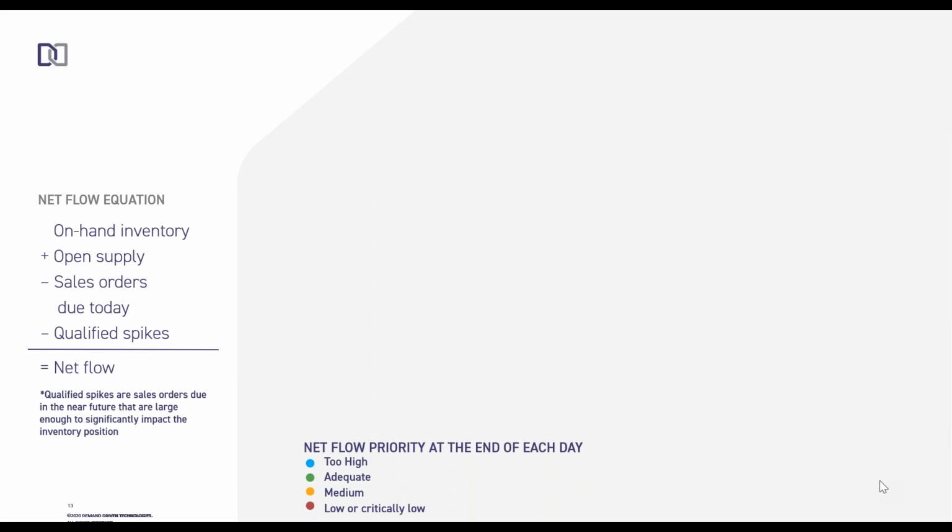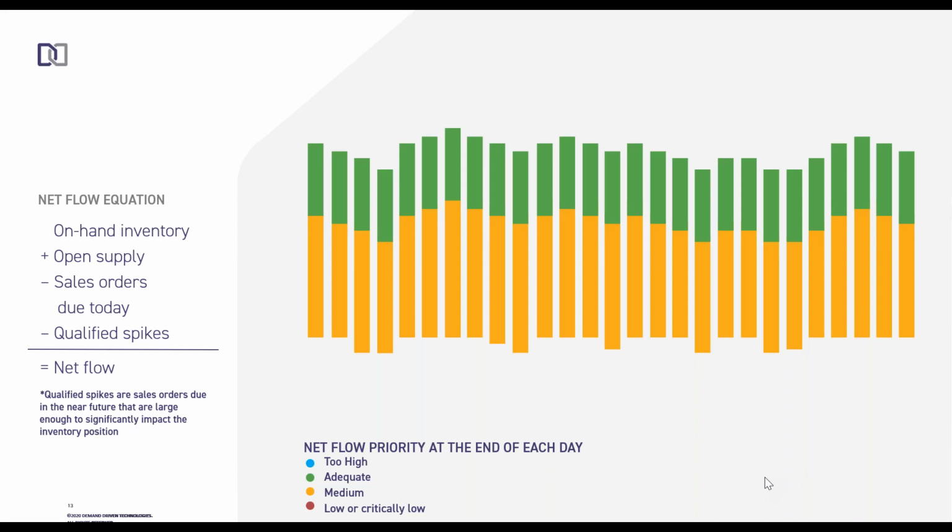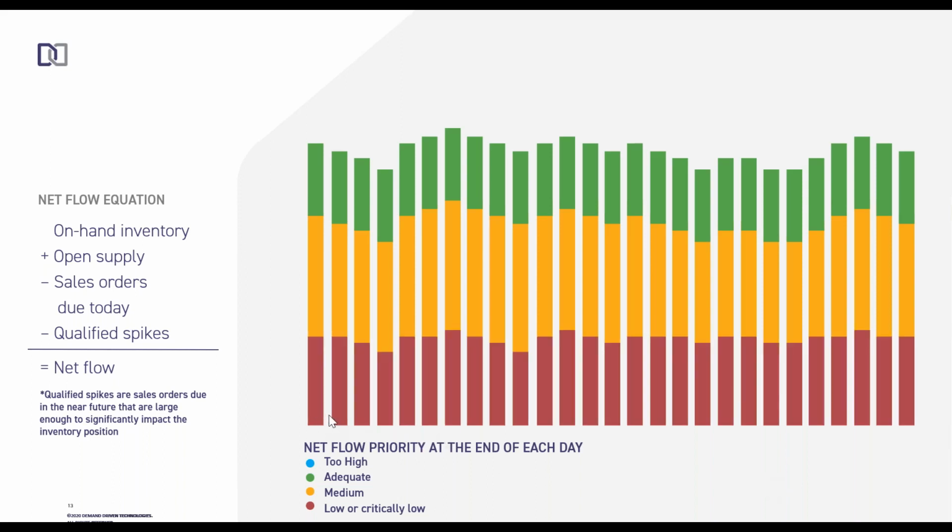A qualified spike is firm demand. It's due within one lead time, but it's a large enough quantity that I want to factor it in early so I can avoid what might have been a potential stock out. So this is the summary of what's flowing in and out of my item, and it works with these buffers to tell me when I need to place new orders. On a daily basis, these zones will fluctuate, and each column here represents a different day of demand. Now I know when to order and how much to order based off of where my net flow falls within this buffer.